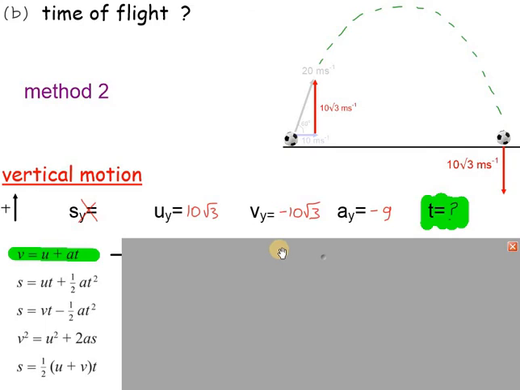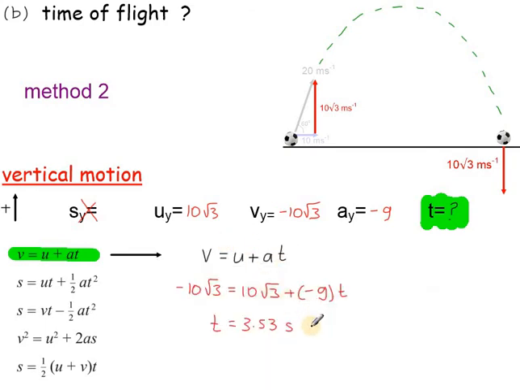Suvat formulae, v equals u plus at. We substitute the values in, t equals 3.53 seconds. It's the same value that we got as before, but with fewer calculations.